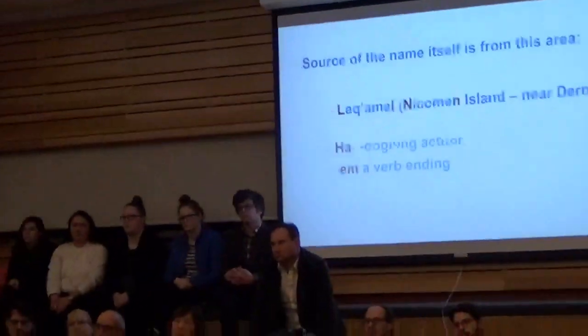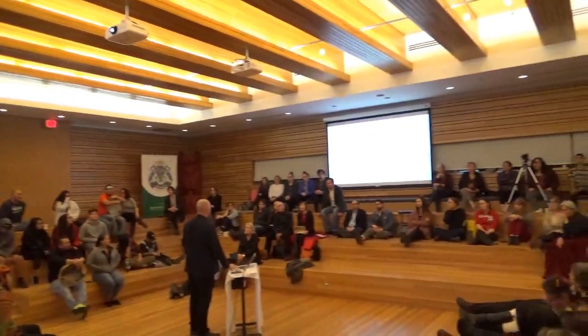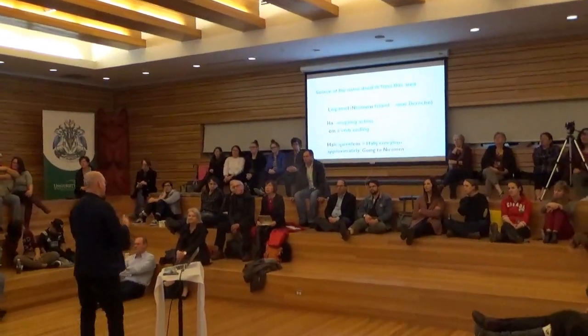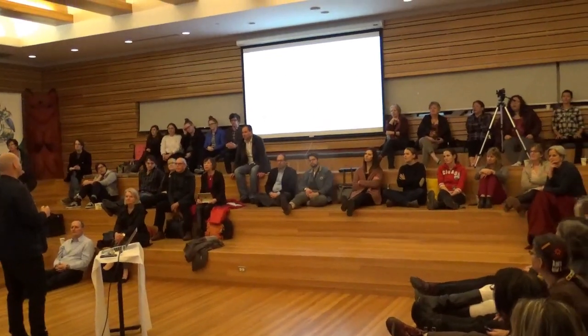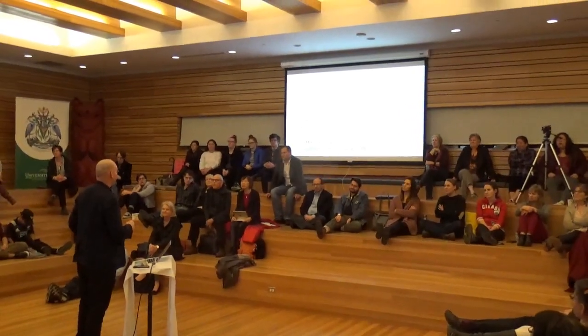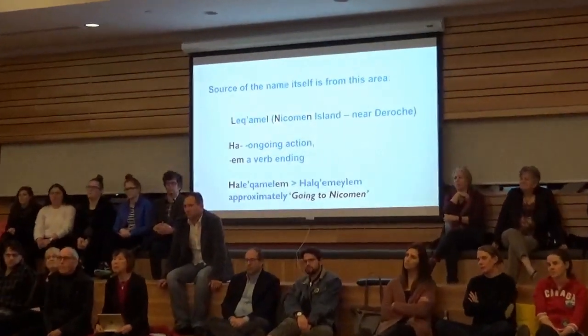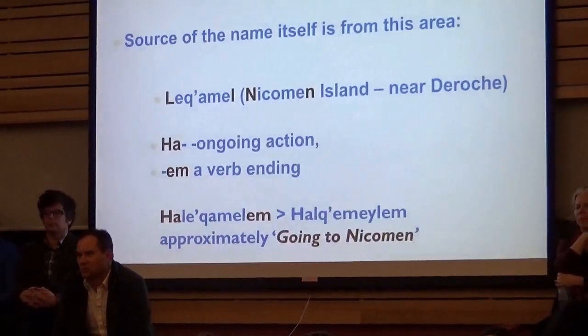Now, in Halkomelem, when you have a verb indicating ongoing action, you have an HA prefix. For certain verbs, especially if they begin with an L or an N, you'll have this prefix ha that indicates an ongoing action, and is kind of a general verb ending. So you take ha and you put it on the camel, and it would have been originally something like halakmalam, something like that. And then that got changed into Halkomelem. So it looks like the word origin of it is something like going to Nicomen. So it indicates probably that this would have been the original place where the language was spoken.